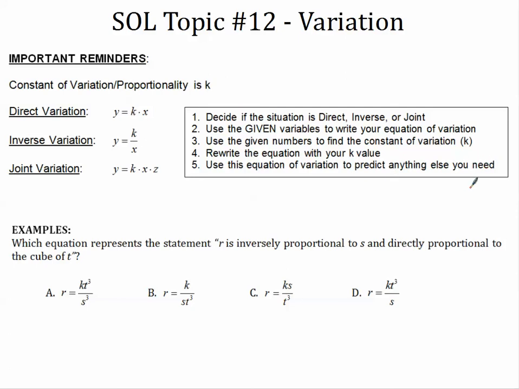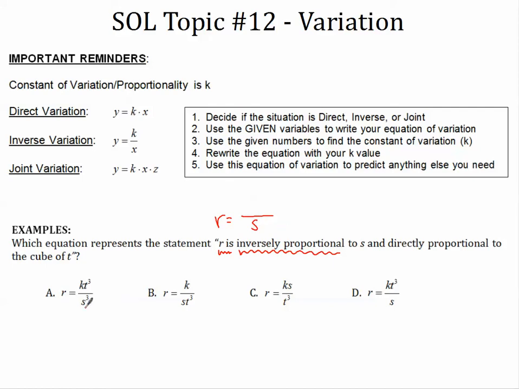So let's look at the first example. Which equation represents the statement R is inversely proportional to S and directly proportional to the cube of T? Well, let's first start off with R is. R is would be R equals. Unfortunately, all of our answer choices have R equals, so that's out. Let's move on. Inversely proportional means that there's going to be some sort of division. And of course, all of our answer choices have that division, but we need to know that we're inversely proportional to S. That means that there's going to be an S in the denominator.